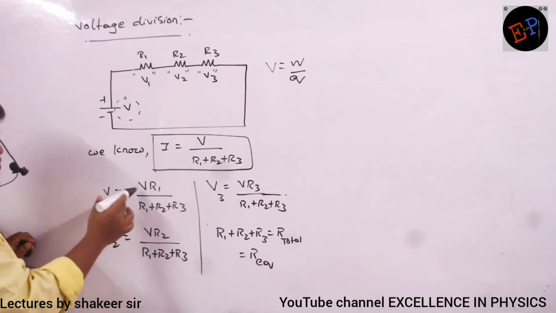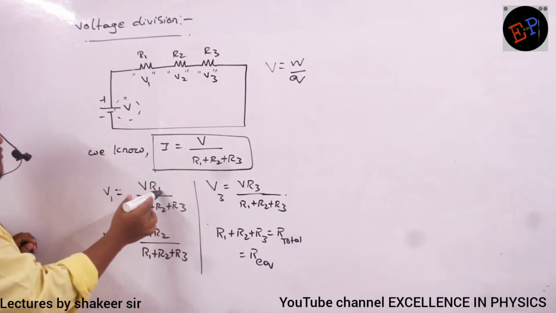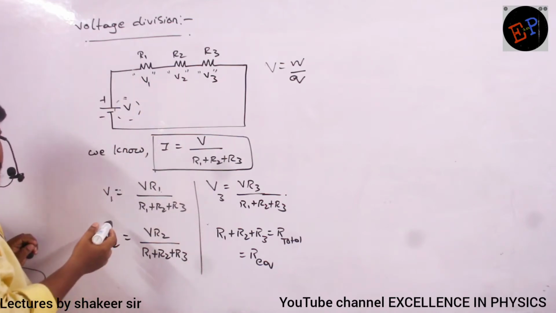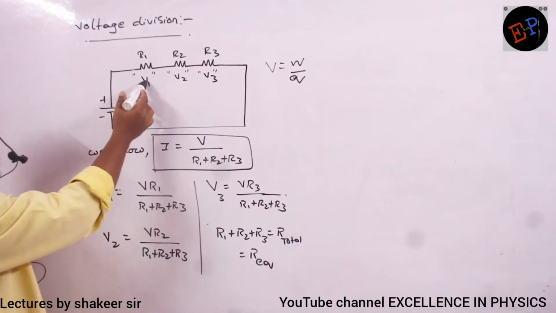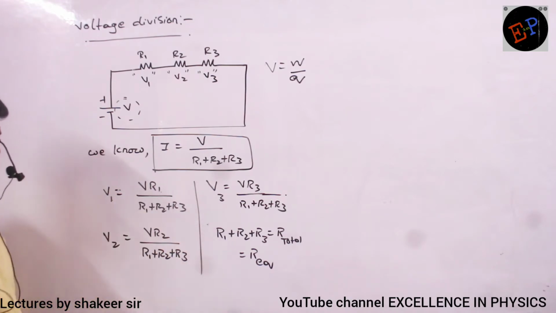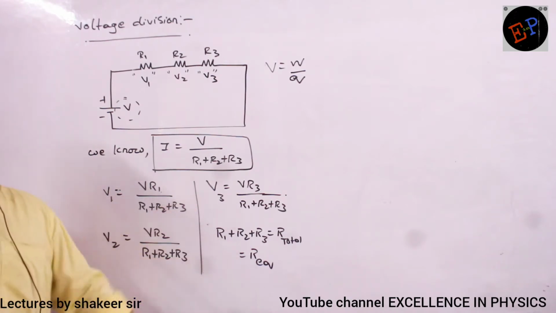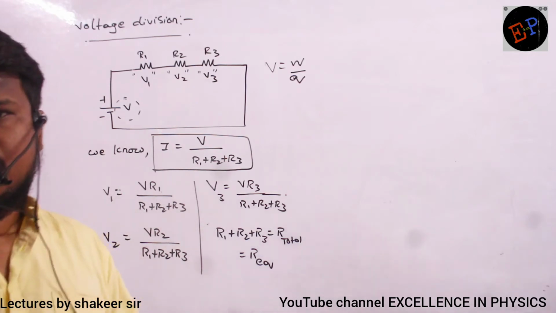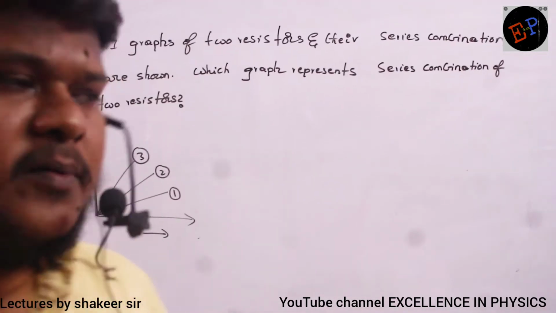So V1 is equal to V R1. What is R1? Resistance of the first resistor. And V1 is the potential difference across the first resistor. So V R1 divided by R1 plus R2 plus R3. Similarly, this formula also. Is it clear? Right. Shortcut formula. Okay?